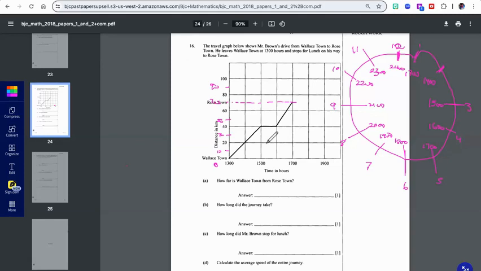Next, it says, how long did the journey take? This isn't much of a journey, but I think the hard part comes in with you converting from army time. How long did the journey take? How far means distance. How long means time. How long did the journey take? And you see the time didn't start at 0. It started at 1300 hours, which represents 1 o'clock.